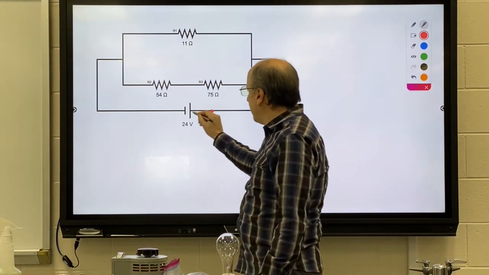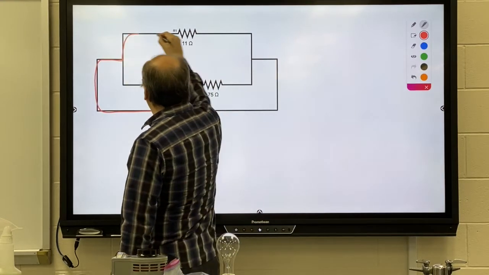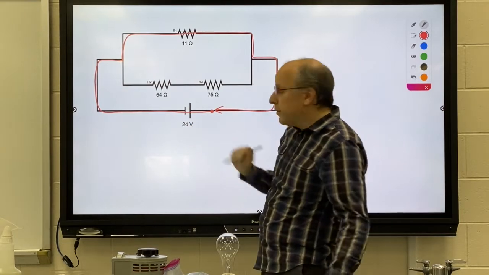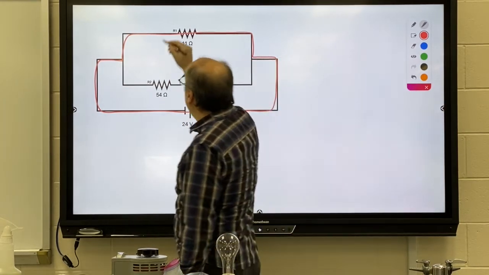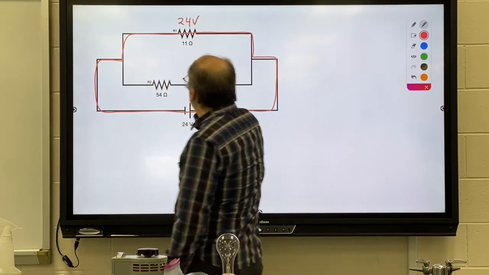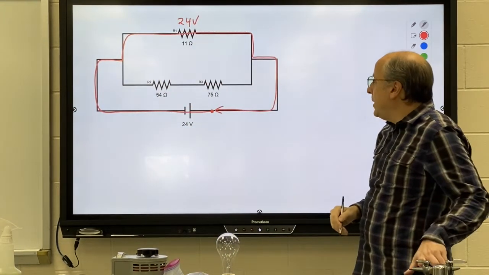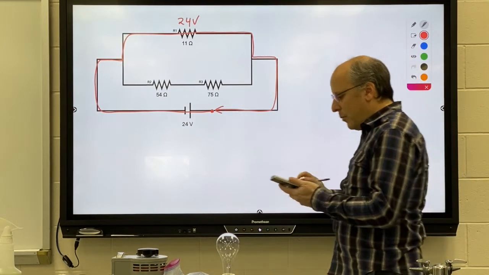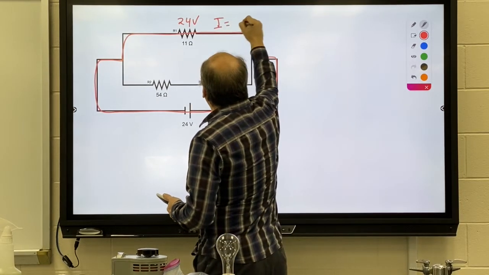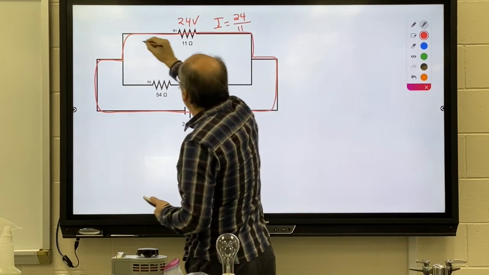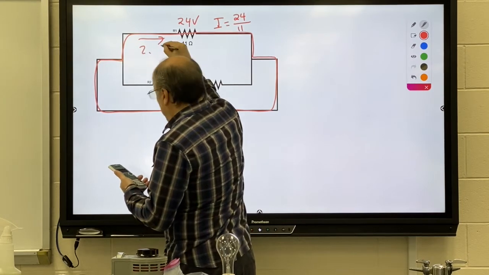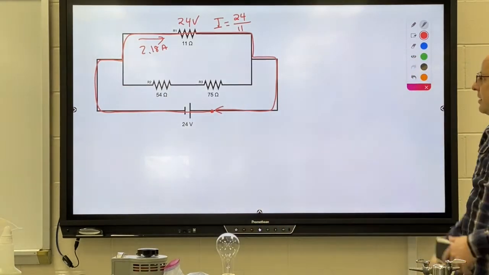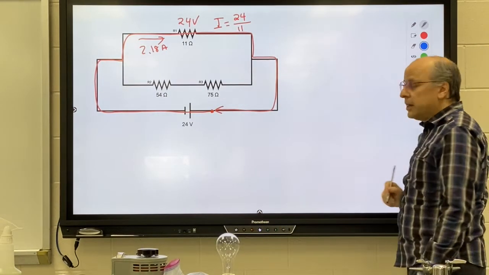So we're going to start here, walk through our battery, take the top path, and complete our first loop. We gain 24 volts in the battery, and that means we're going to have to lose 24 volts in our resistor. We now have voltage and current, so we can use Ohm's law, and we can get a current of 2.18 amps flowing through that top branch. That was easy. This one's a little harder.